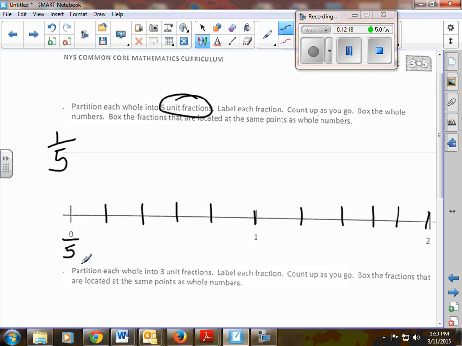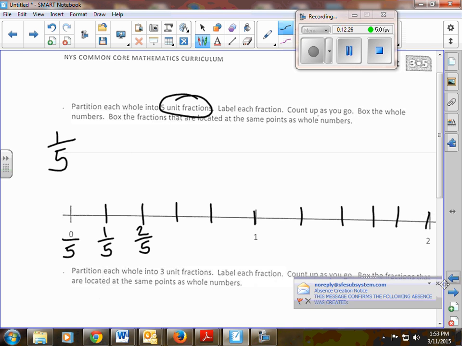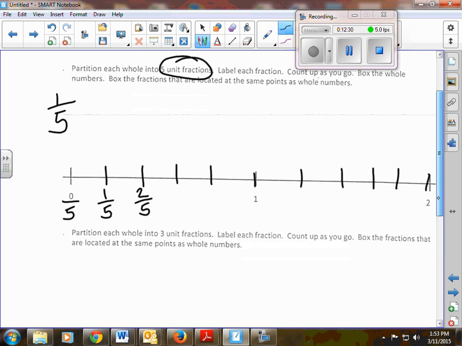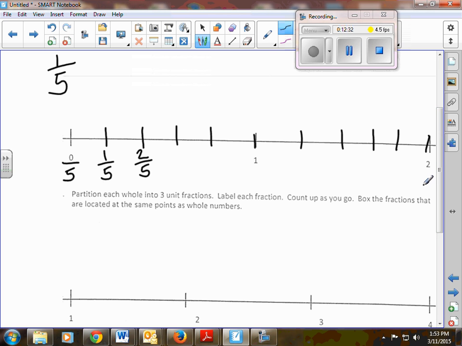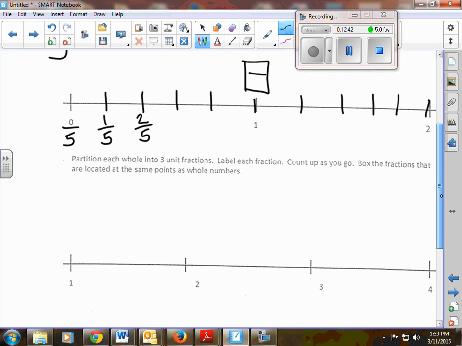Okay, so if this is 0/5, what would be your first one? 1/5. Your second one would be 2/5. And now I would like for you to finish this whole thing all the way to the end. Come in tomorrow with this completed. Just keep counting the fifths. Box them when you get to the whole number. Show them on the top. And box them. Your denominator is not going to change. Only the numerator will change.